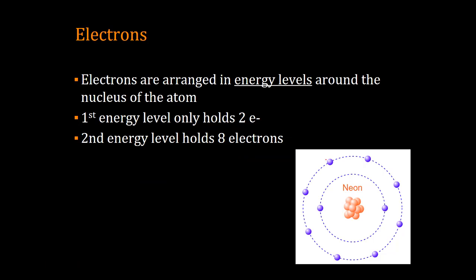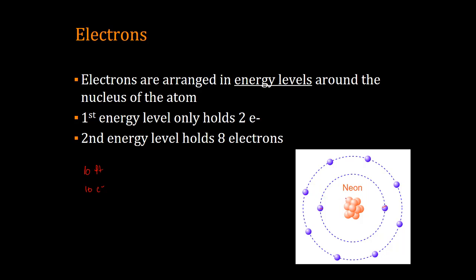Now, this is a model of a neon atom. A neon atom has 10 protons and it has 10 electrons. The first energy level, that's this first ring around a neon atom, can only hold 2 electrons. And so that's 1 electron, 2 electrons, and then the next 8, because remember this neon has to have 10 protons, and so then 10 electrons. The next 8 electrons are in this second energy level.